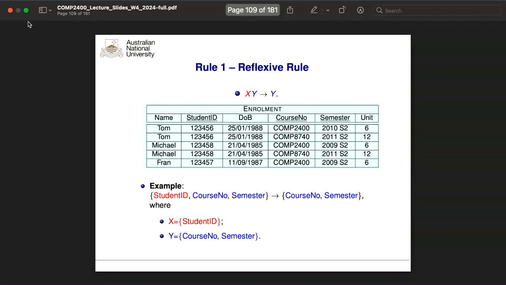Let's go through these rules one by one. The first rule, reflexive rule. You can see here, if we have student ID, course number, semester, of course, it determines course number and semester, right? So X, you can consider that's student ID, then Y, just course number and the semester. It's straightforward. But this rule is important in the proof, because when you have several rules and you want to derive something, even a rule simple like this is important.